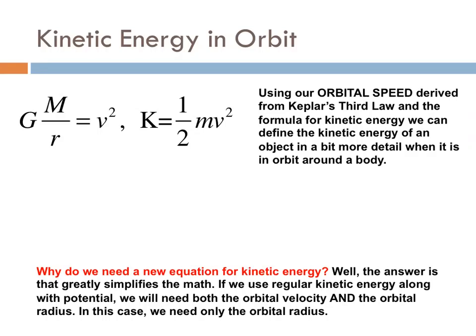So one last thing about energy. Using our orbital speed derived from Kepler's third law and the formula for kinetic energy, we can define the kinetic energy of an object in a bit more detail when it is in orbit around a body, which means it can be rewritten as 1/2 times G times m times M over r. Again, if you look at this equation, this is just half of the potential energy equation.